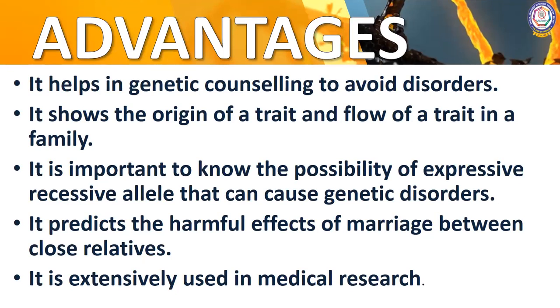Let us see the advantages. It helps in genetic counseling to avoid disorders. There are sayings that when a person gets married to a close relative, there are chances of some genetic disorders. In that case, they can get help from pedigree analysis. It shows the origin of a trait and the flow of a trait in a family. We discussed already Queen Victoria, who was a carrier, and we saw her pedigree chart. From that we can trace who were the carriers and who was infected.